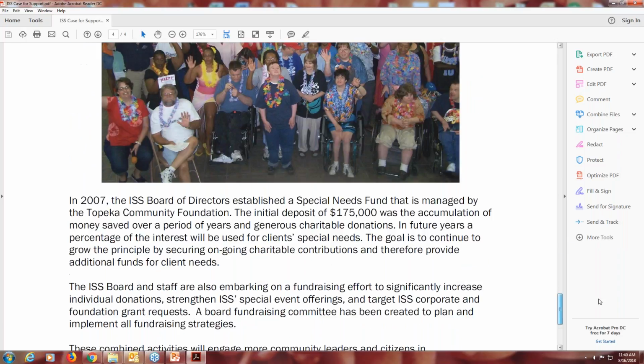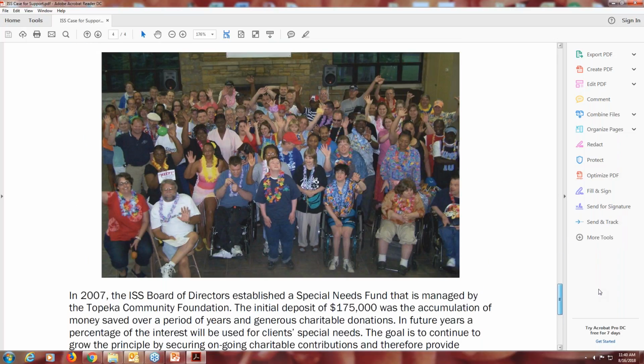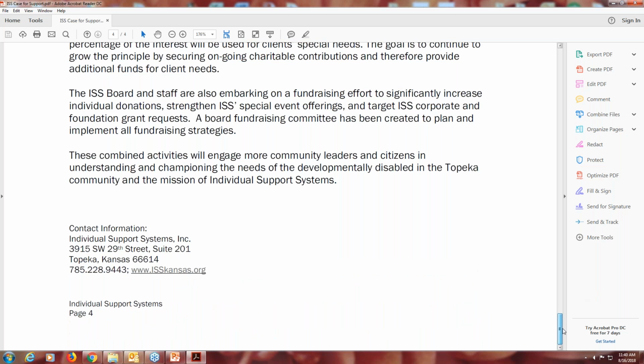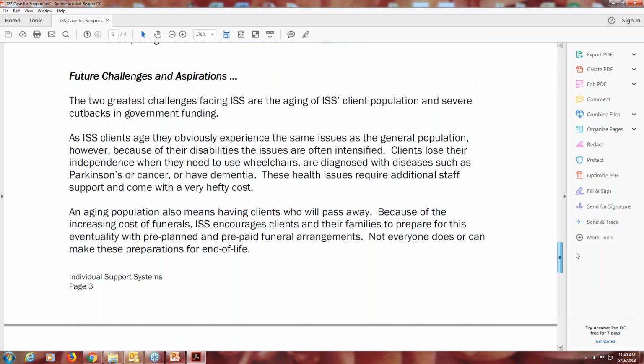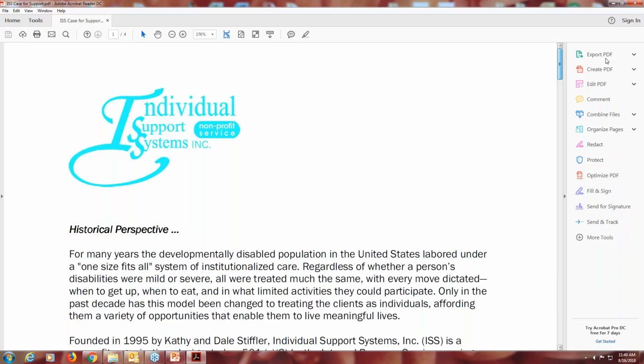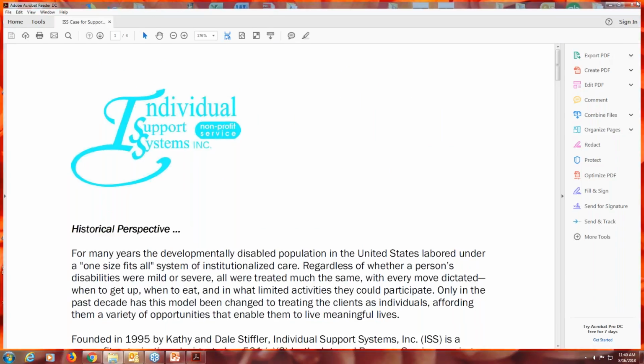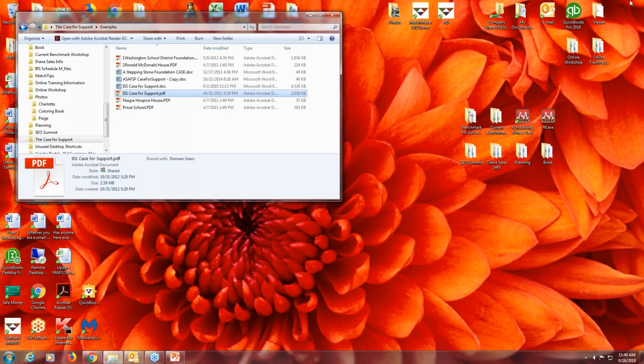And at the very end, they had a great group picture of some of their staff and the clients that they served. This was an organization that worked with people with disabilities. And there was a nice group shot. So that was good. So those are some of the things.